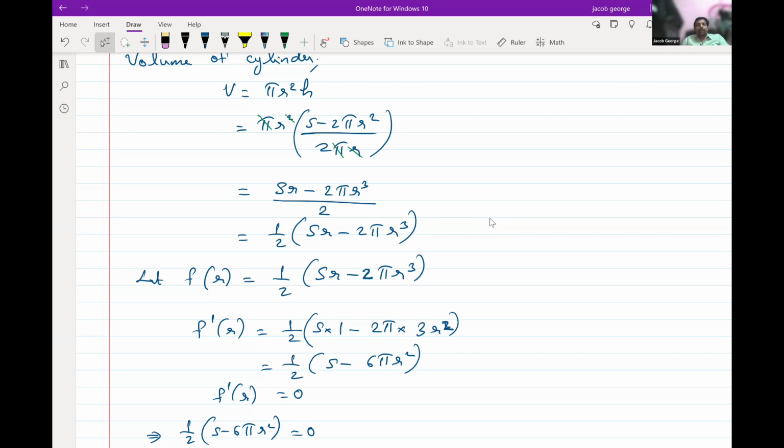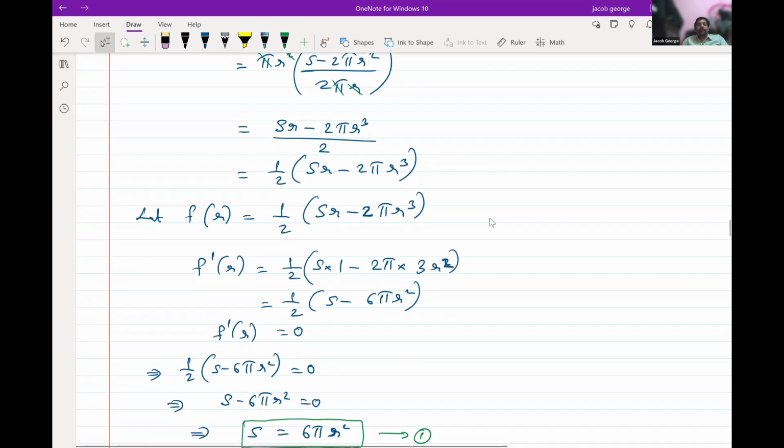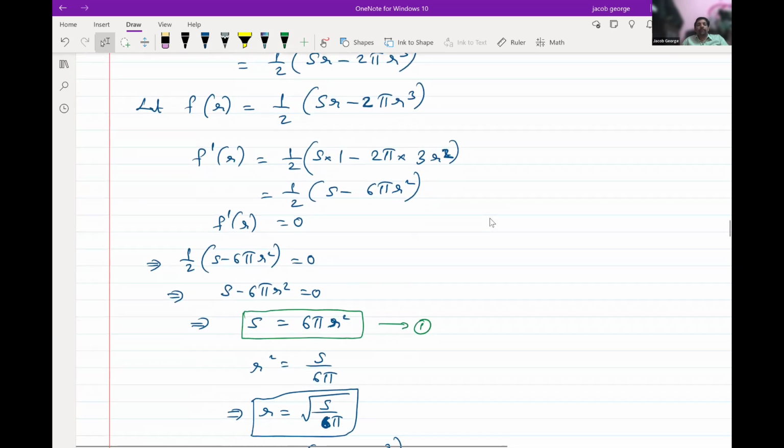Which means f dash r is equal to 0. You will get half into s minus 6 pi r square is equal to 0. So that is s minus 6 pi r square is 0. S is equal to 6 pi r square, or r square is equal to s by 6 pi. R is square root of s by 6 pi.